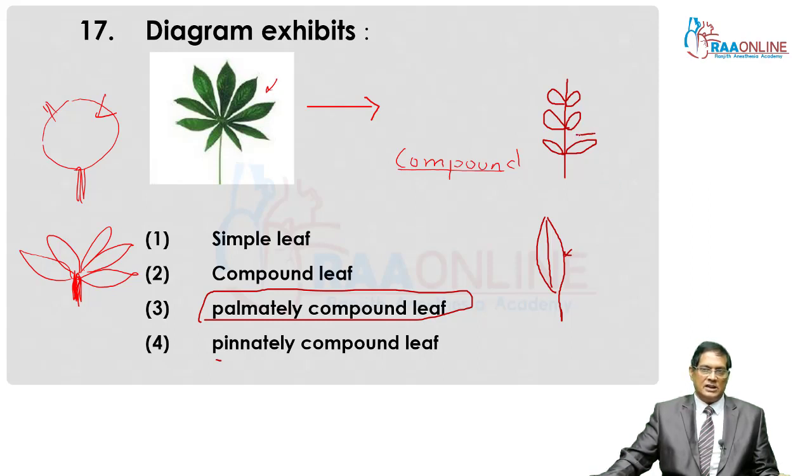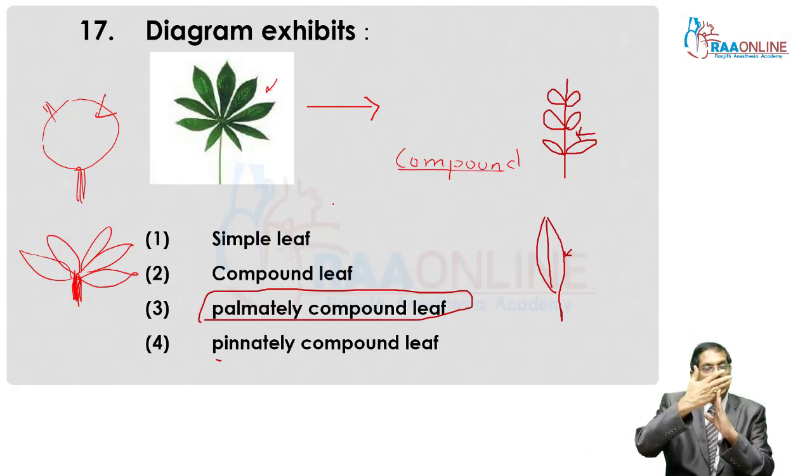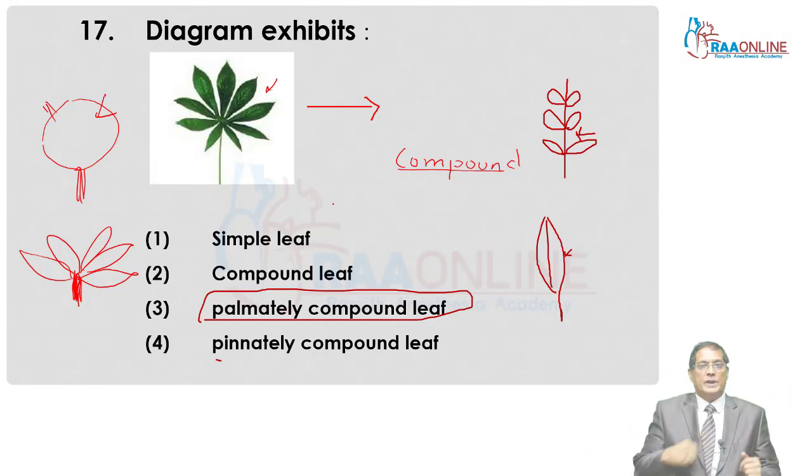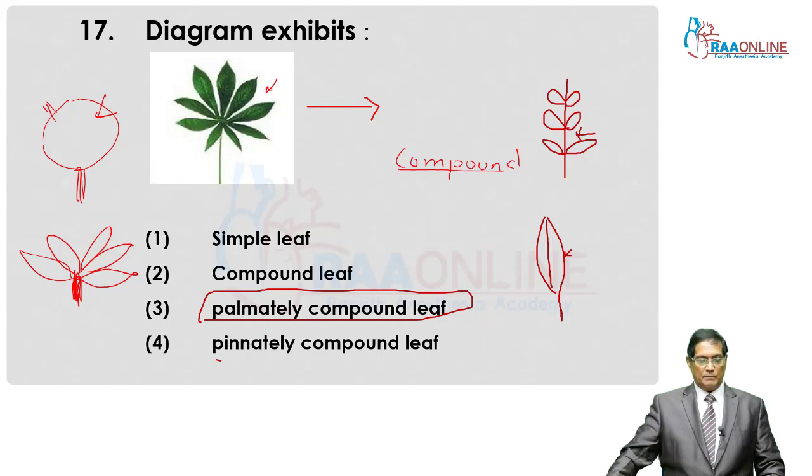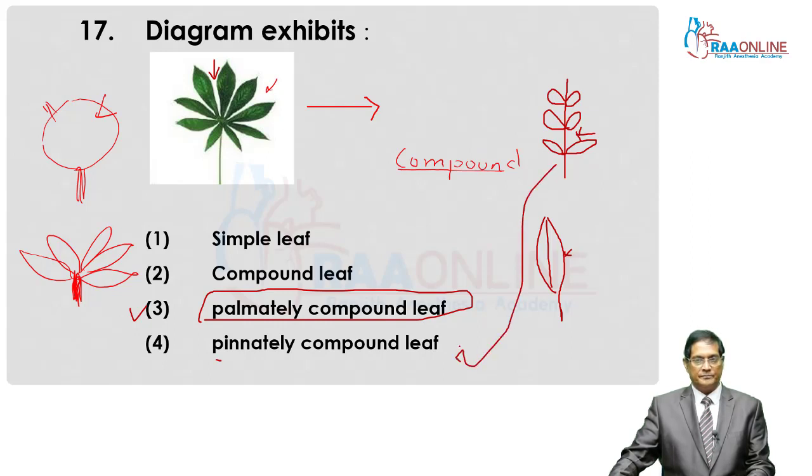So if the incision is from margin to midrib, then a pinnately compound leaf is obtained. If the incision is vertical, then a palm-like structure is obtained. Vertical incision results in the formation of a palmately compound leaf, whereas an incision from margin to midrib gives a pinnately compound leaf. So here the incision is vertical, that's why it is palmately compound, and this is a pinnately compound leaf.